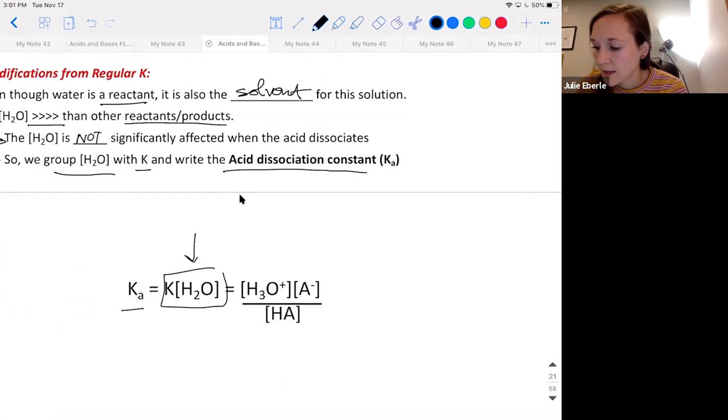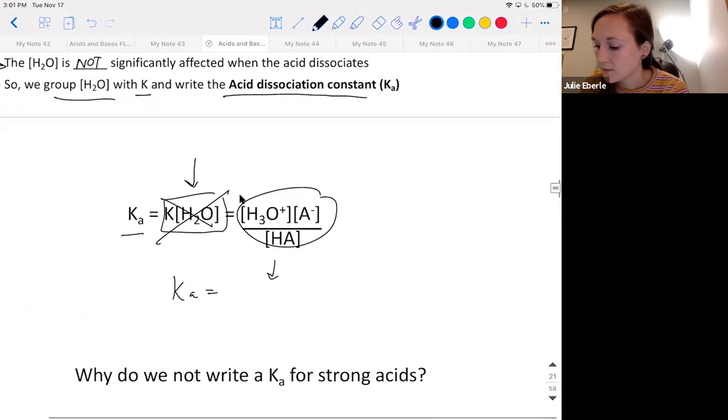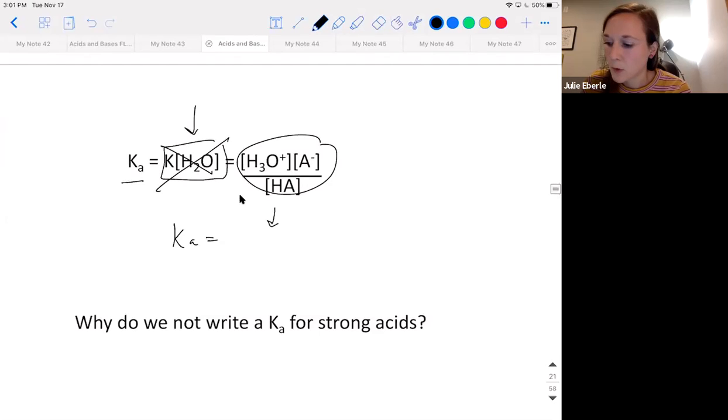Now, we don't actually just write this in. We just write Ka equals all of this stuff, all right? So you don't have to write this, but just so you know, that's what Ka is. Question though, why do we not write Ka for strong acids?